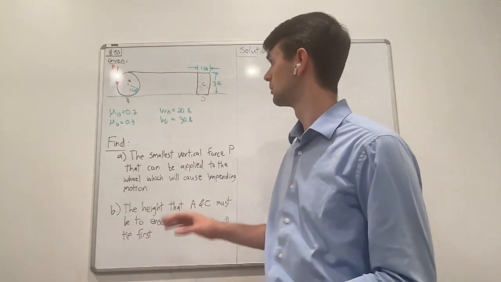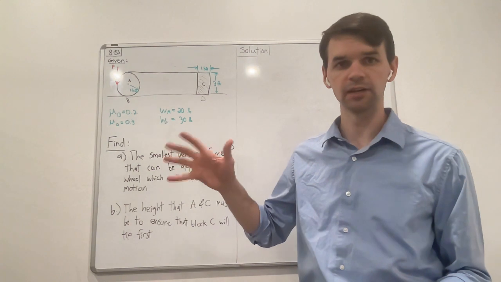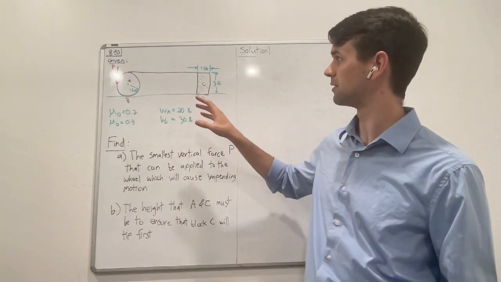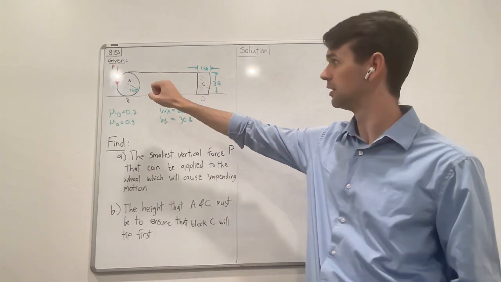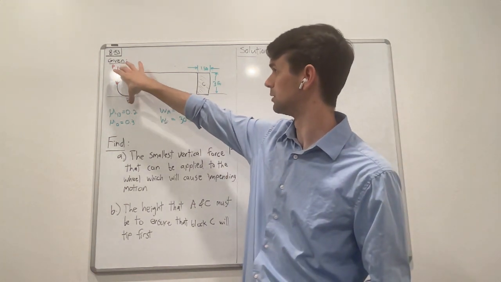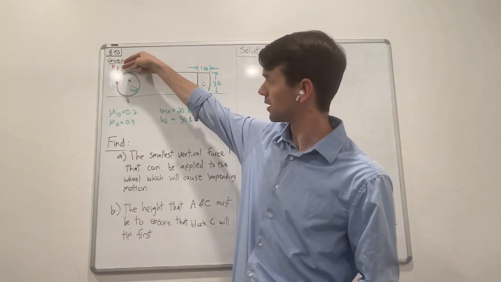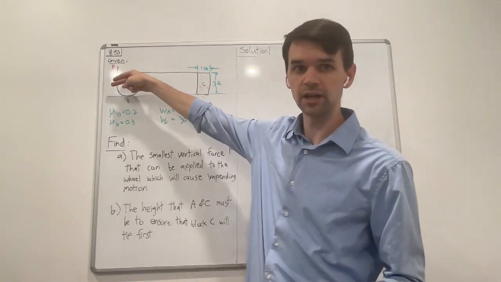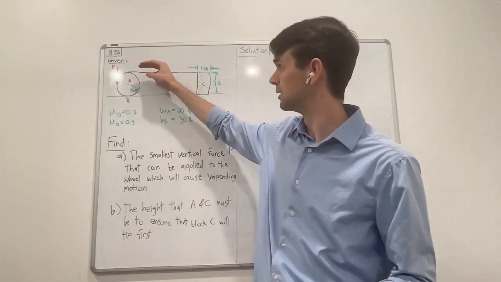In this problem, we're going to talk a little bit about different ways that we can have impending motion. So what we have here is problem 8.53 in the 13th edition of the textbook. We have this wheel, this cylinder, that has this vertical force being applied called P, and I know there's some glare right there, so it's a little hard to see.